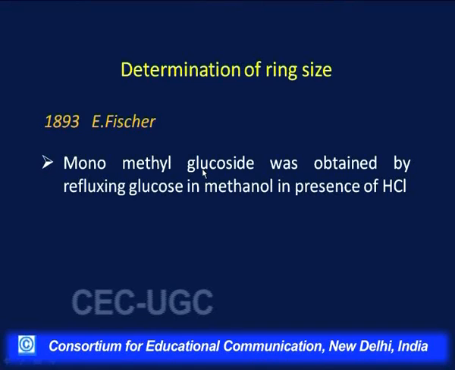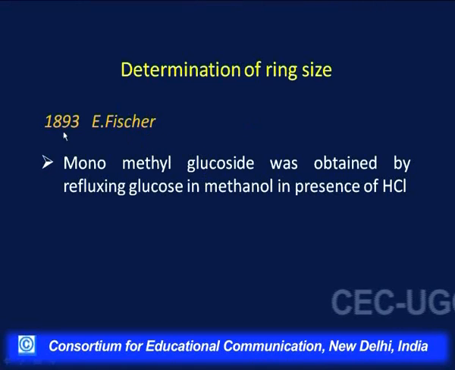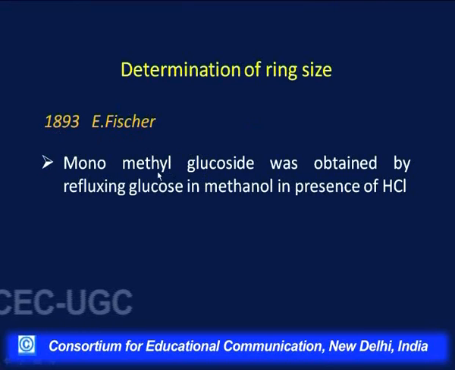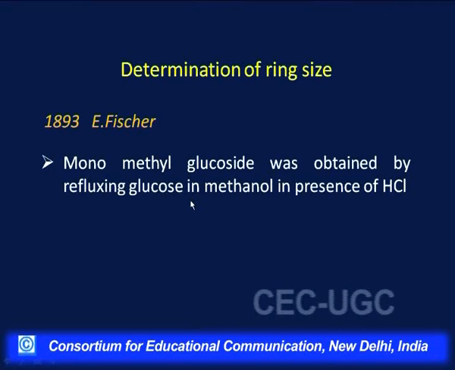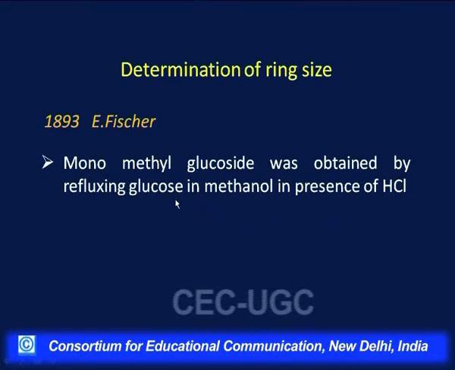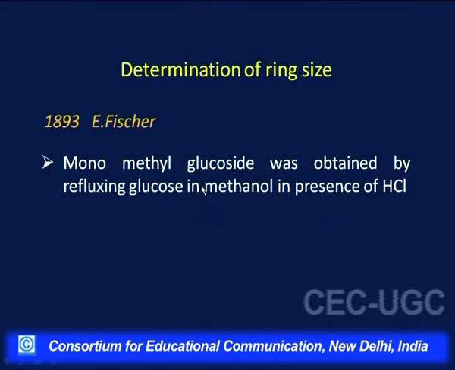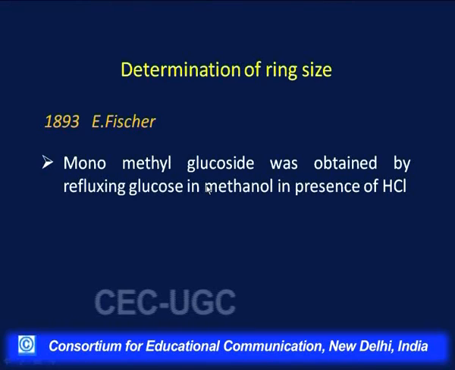Now, when we try to determine the structure for these glycosides, in 1893, Emil Fischer prepared methyl glucoside by treating glucose with methanol in presence of HCl, and he refluxed it. That is, he heated this and he obtained a glucoside, and he gave arbitrarily a 6-membered ring structure to it.